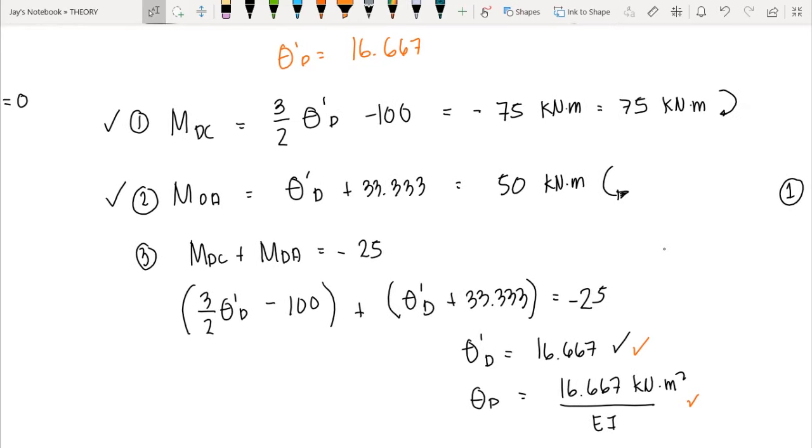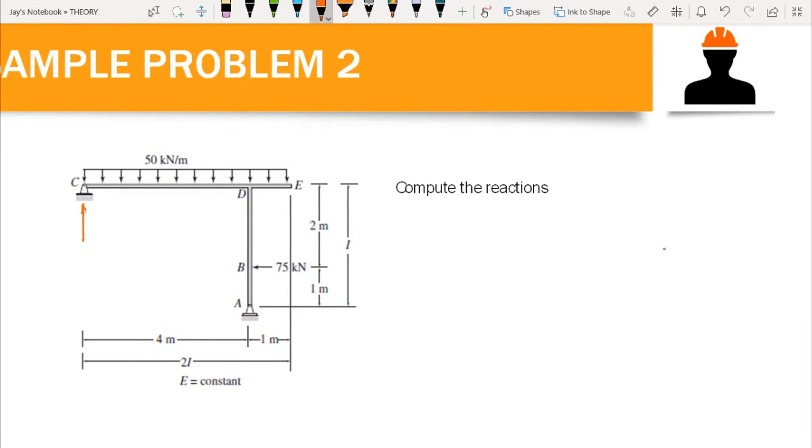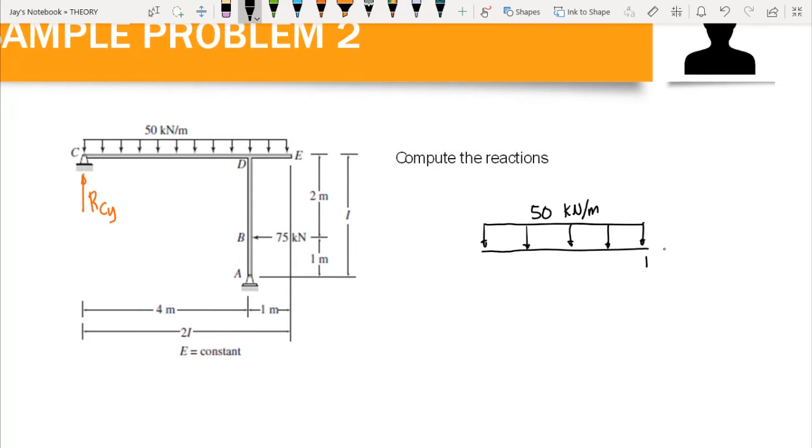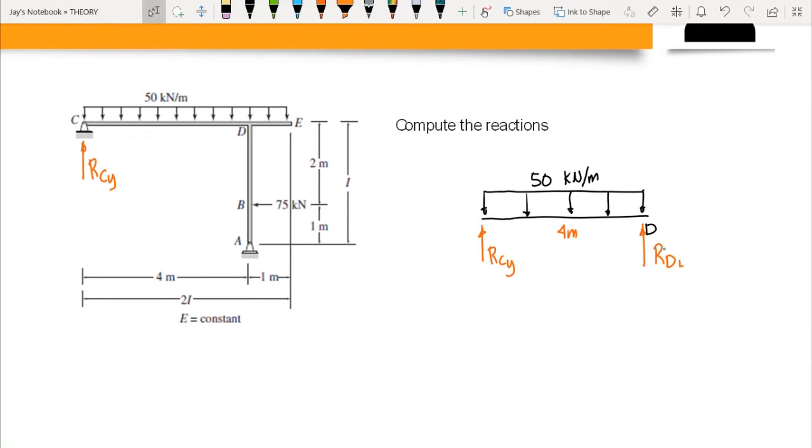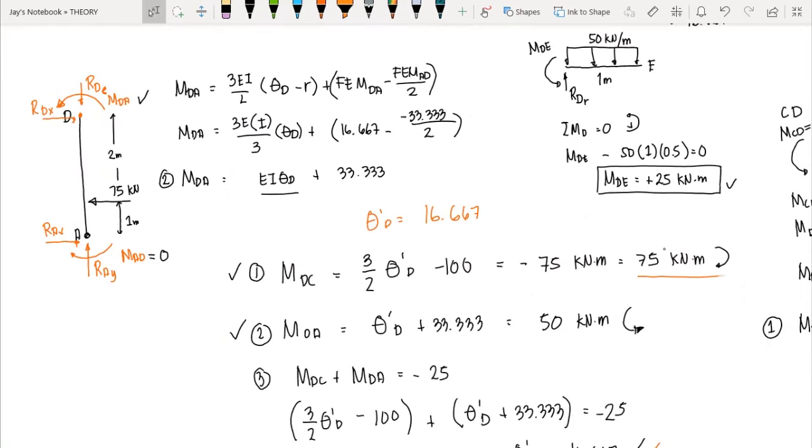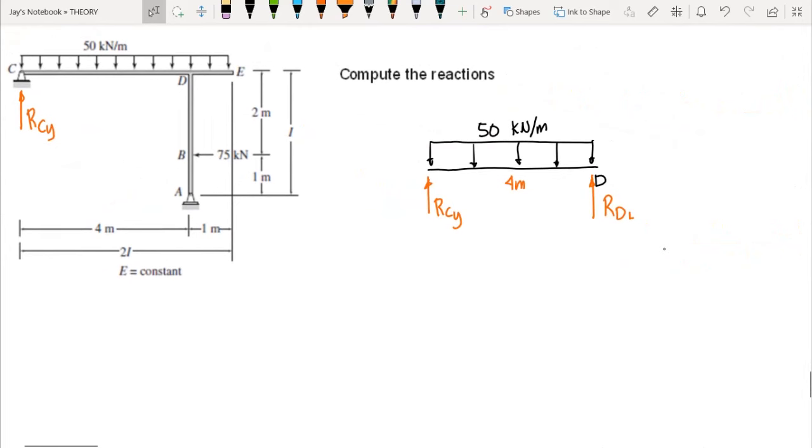So since we have now these values, we can now compute the reactions. For the reactions, we compute first RCY. So we can isolate member CD. This is our D, and at D, we have here the RDL, and we have here the RCY, and the length is 4 meters. Now, we have computed MDC here. MDC is 75 kilonewton meter, which rotates in clockwise direction. So we have here the MDC, which is 75 kilonewton meters.